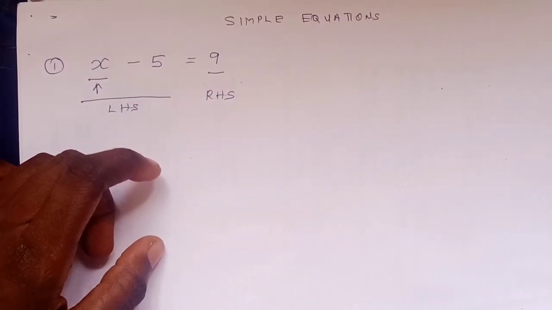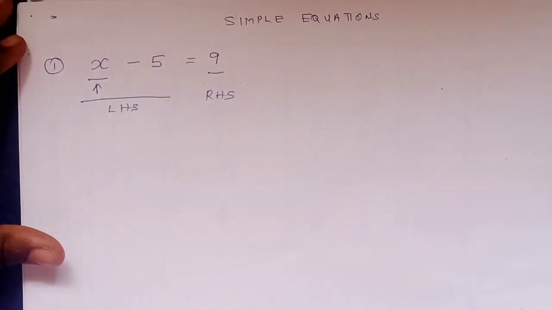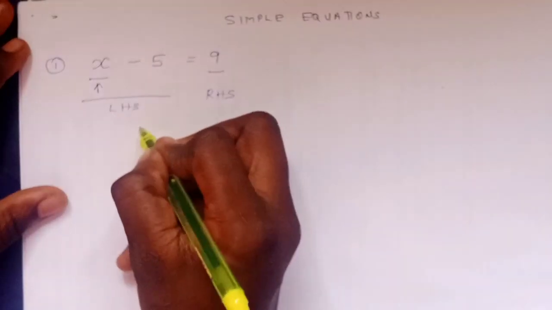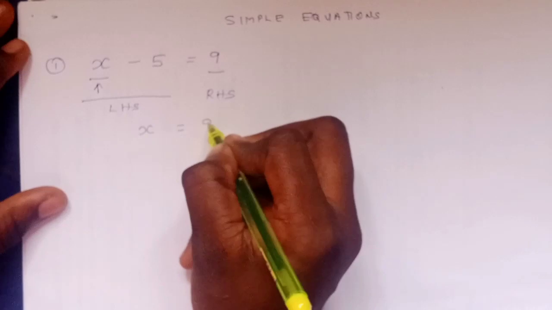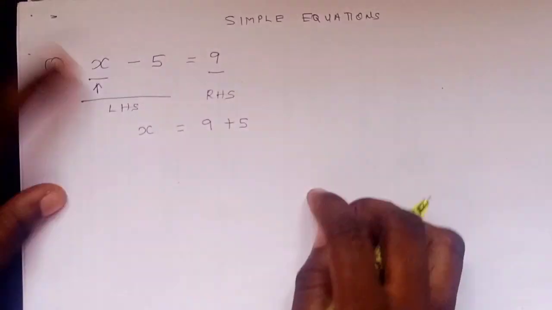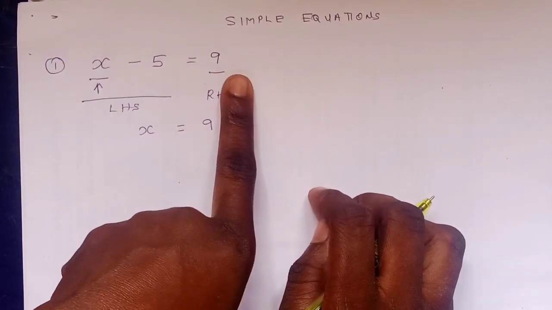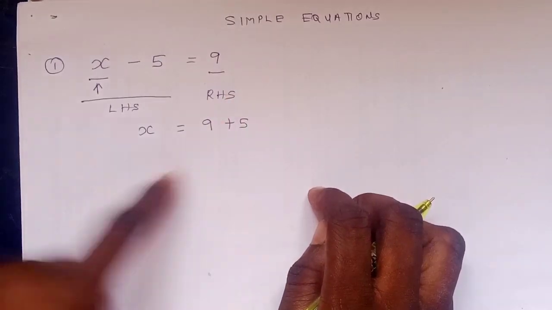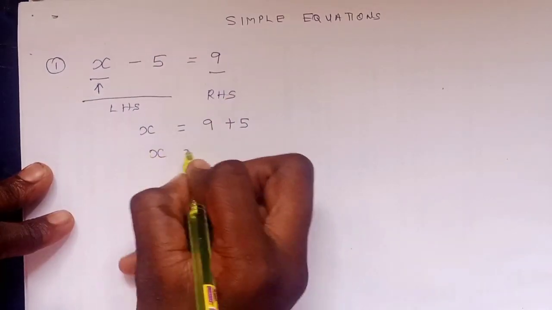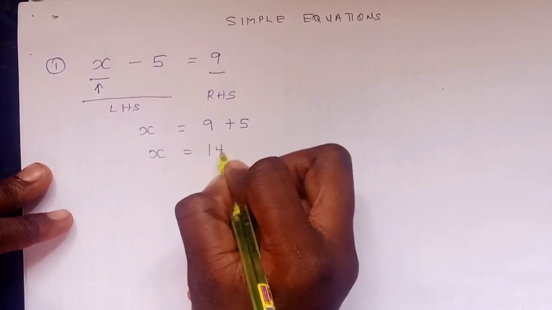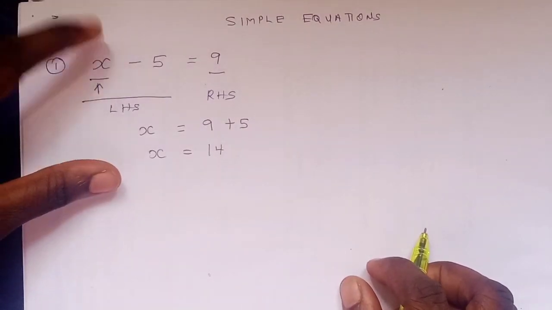It's either a change from positive to negative or from negative to positive. So it will be x equals 9 plus 5. Minus 5 is moving to the other hand, so it's going to change to positive. And x equals 9 plus 5 is 14. So this is how to solve this equation.